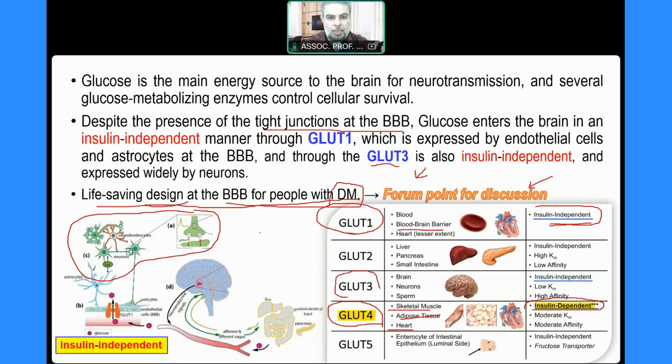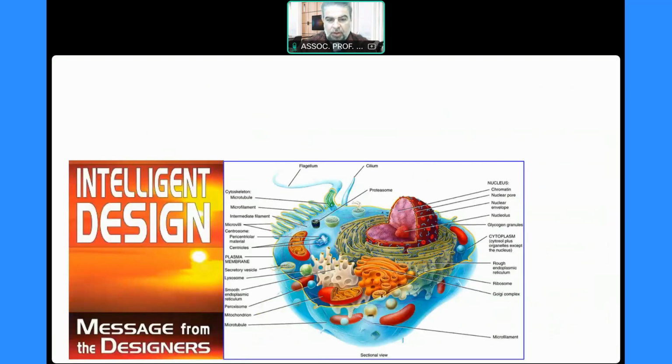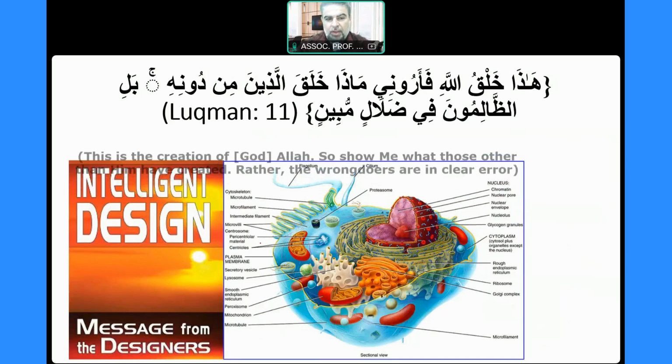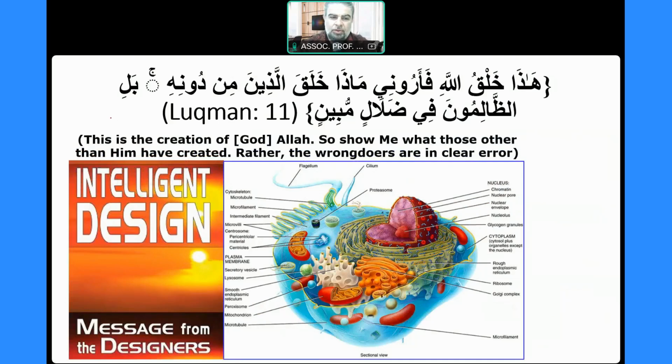So with that, we have to know that the design of the capillary tissue barrier is not haphazard, is not random, and this gives us a hint about how intelligent the design of our body is, including the transport of materials and substances into the brain and into the liver. How does it differ? And this is a message from the intelligent designer about his intelligent design.